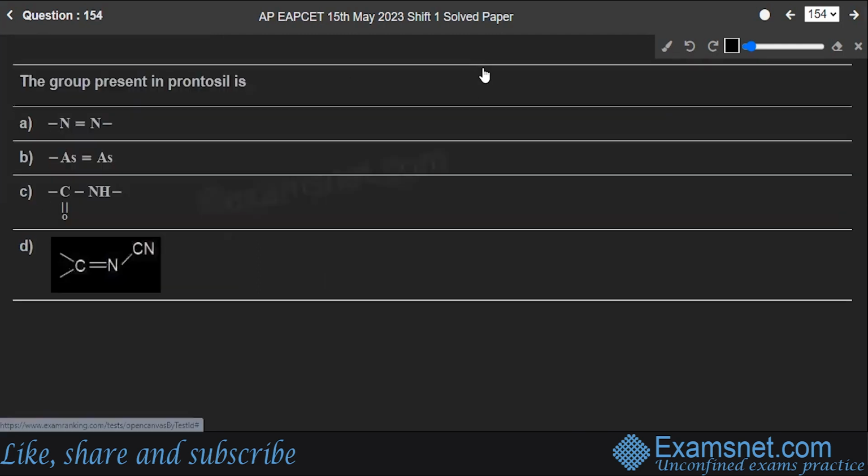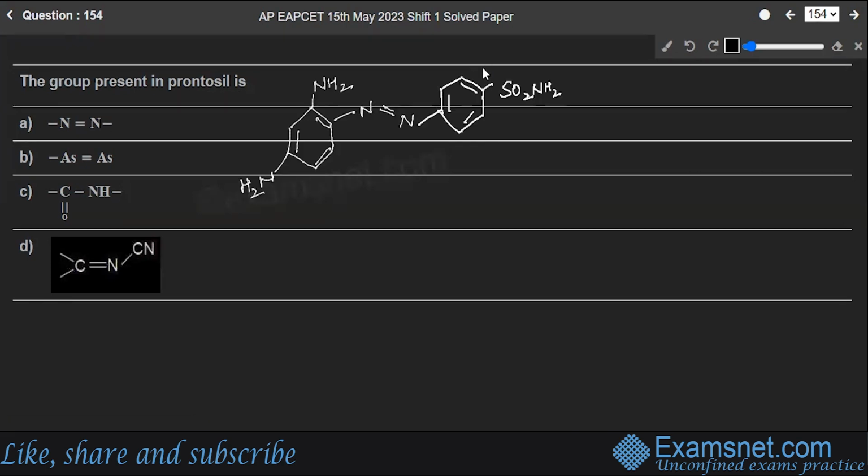Hope you got that. Next is question number 154. It says the group present in prontosil is. Let's make the structure of prontosil first. Prontosil looks something like this. So this is the structure of prontosil. Over here, it contains this group. That makes the first option the correct answer.